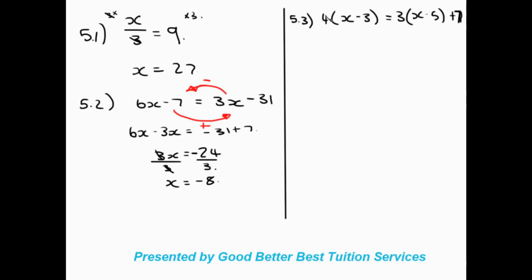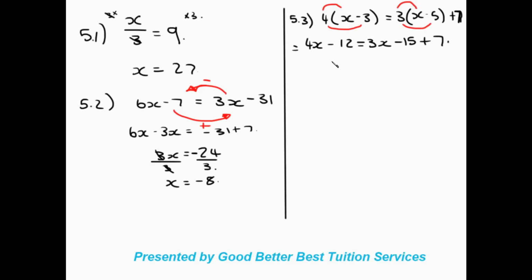What we need to do first is get rid of the brackets, so we're timesing the brackets out. Okay, so we're timesing this term into the first and second term inside the brackets, and this term into the first and second term inside the brackets. So once we do that, we'll have 4x minus 12, right? 4 times x is 4x. 4 times negative 3 gives me negative 12. Then 3 times x gives me 3x. 3 times negative 5 gives me negative 15 plus 7.